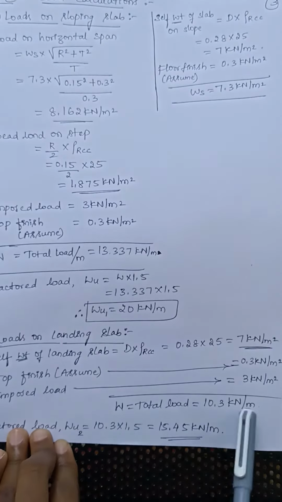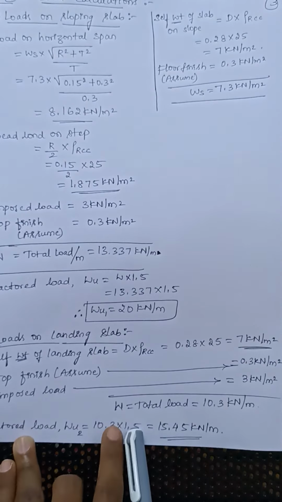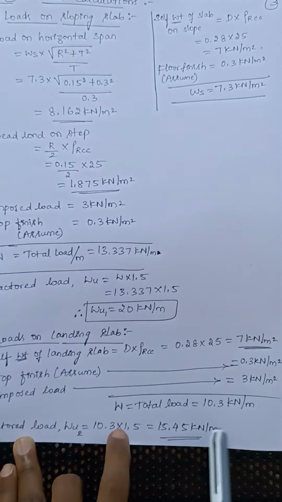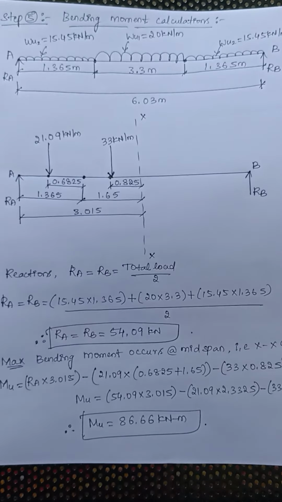Then you convert this working load into factored load by multiplying the value with 1.5, that is the factor of safety. On multiplying 10.3 with 1.5, you get 15.45 kilonewton per meter. So that completes step number 4. Let us move to step number 5. Here we will be finding the bending moment which is acting on the slab.